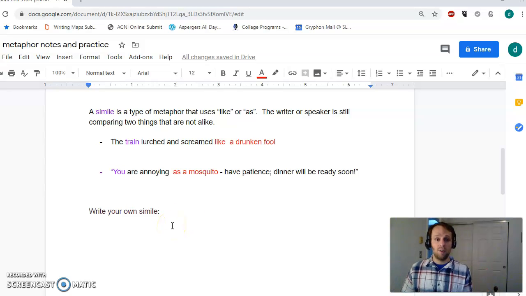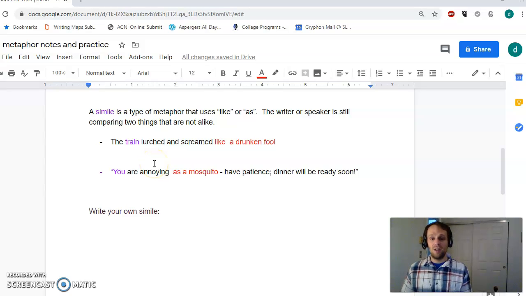So a couple examples here. The train lurched and screamed like a drunken fool. You are annoying as a mosquito. Have patience. Dinner will be ready soon. In both of these examples, we're having one thing that's compared to another thing, a train and a drunken fool, you and a mosquito.